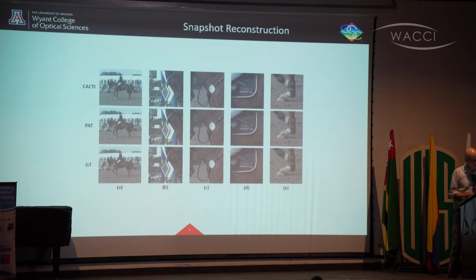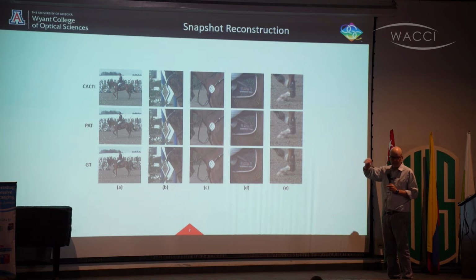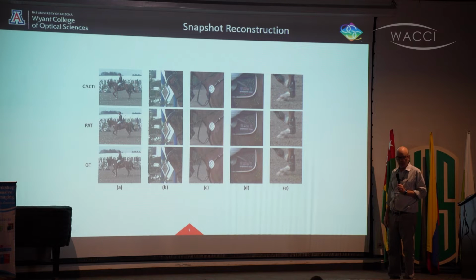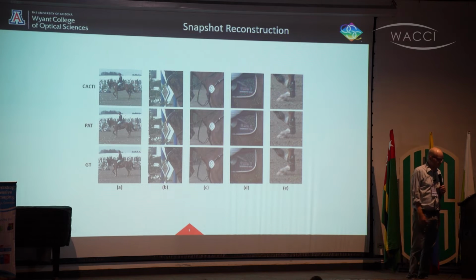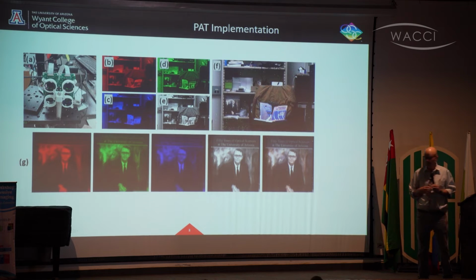So in this paper with Professor Yuan, we compared CACTI, the CASSI-like temporal encoding, with the transformer networks to reconstruct high-resolution video. And to be honest, the results vary based on the structure of the image. Both of these perform very similarly. But the interesting thing is that there are differences in the physical implementation.